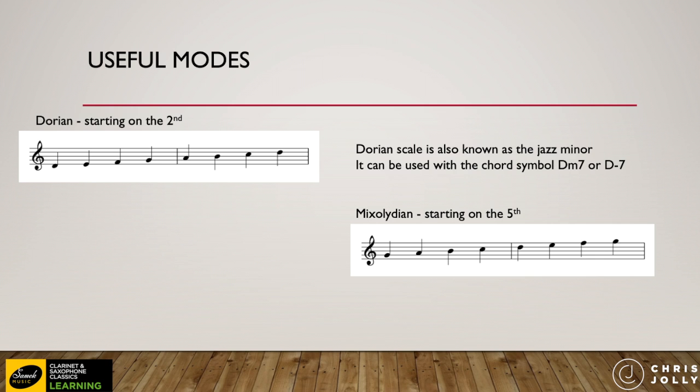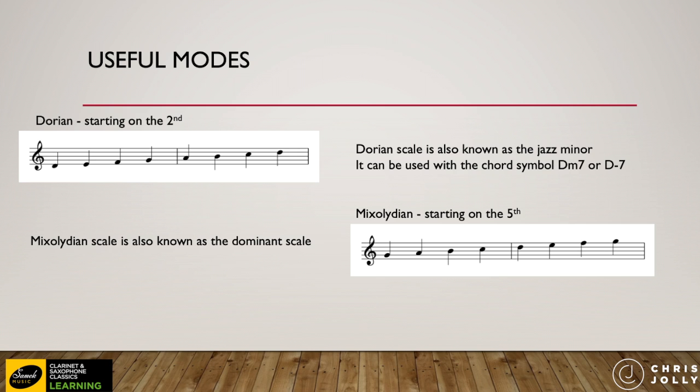The next mode that's of importance is the Mixolydian, which starts on the 5th. The Mixolydian scale is also known as the dominant scale, and we mentioned this before. If we think about that dominant scale, the G is the dominant, the 5th degree of the scale. Again, moving back to our circle of fifths, we move anti-clockwise around the circle of fifths to get from our G to our C scale.